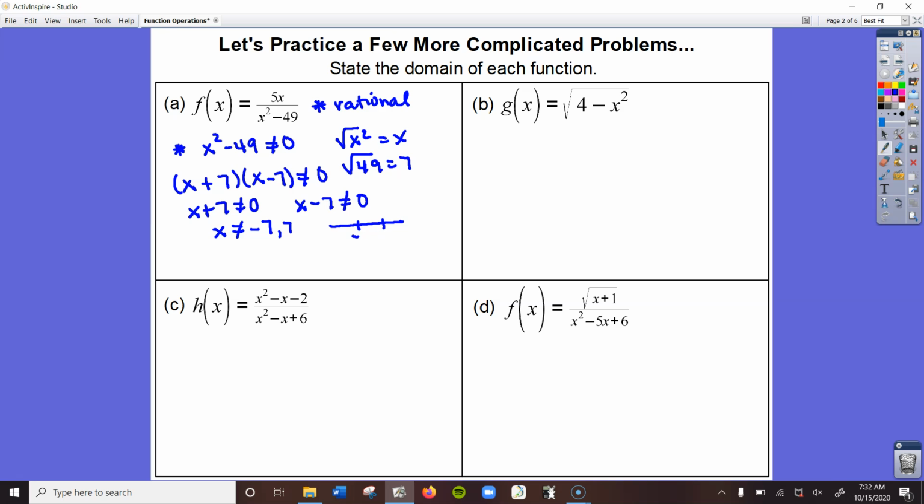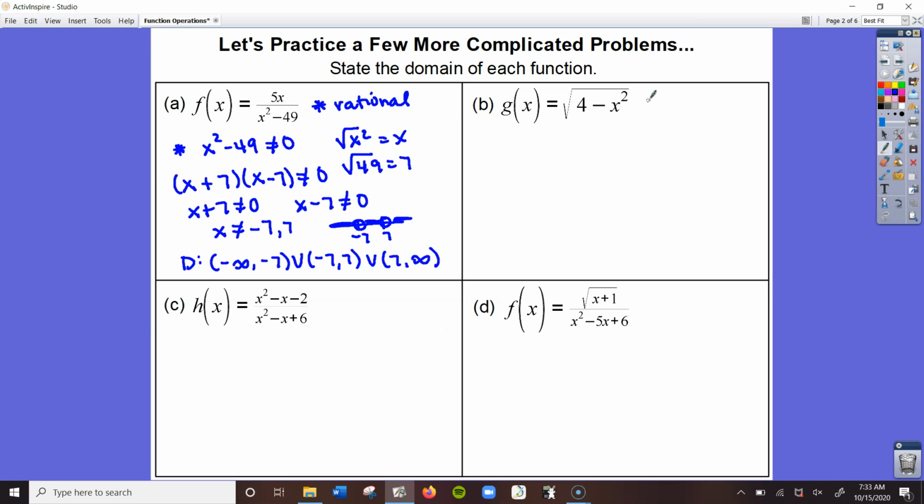We put this on our number line. X cannot equal negative 7 or 7, but everything else is fine. So the domain would be from negative infinity to negative 7, union negative 7 to 7, union 7 to infinity.